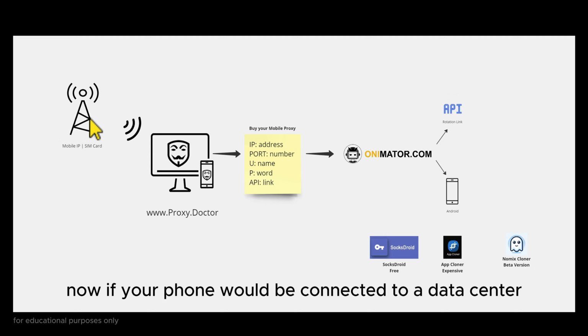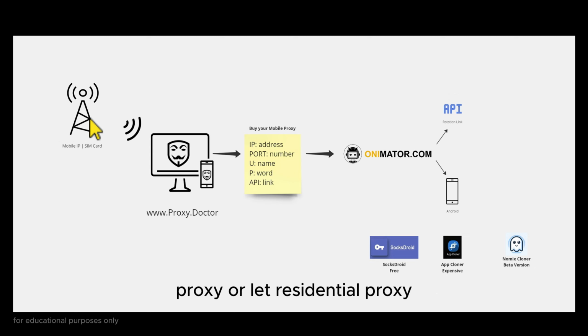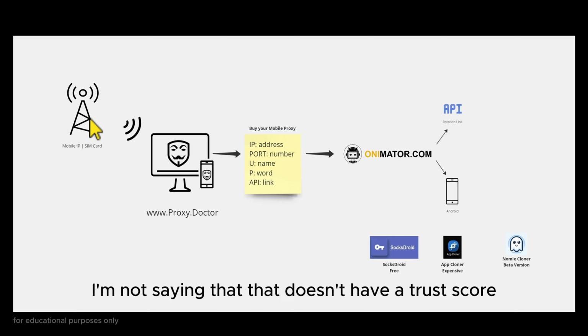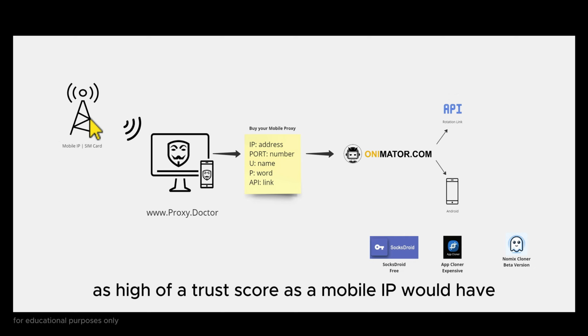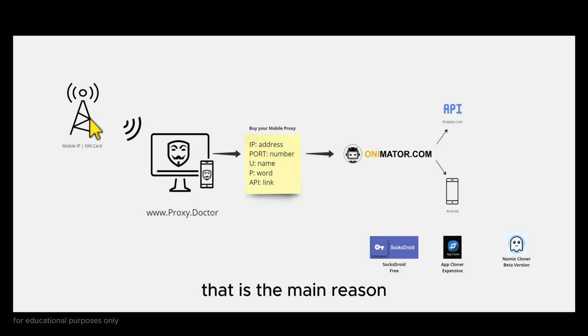Now, if your phone would be connected to a data center proxy or residential proxy through Wi-Fi, I'm not saying that that doesn't have a trust score, but it definitely does not have as high of a trust score as a mobile IP would have. That is the main reason why you want to be using mobile proxies, as we offer here at Proxy.Doctor.